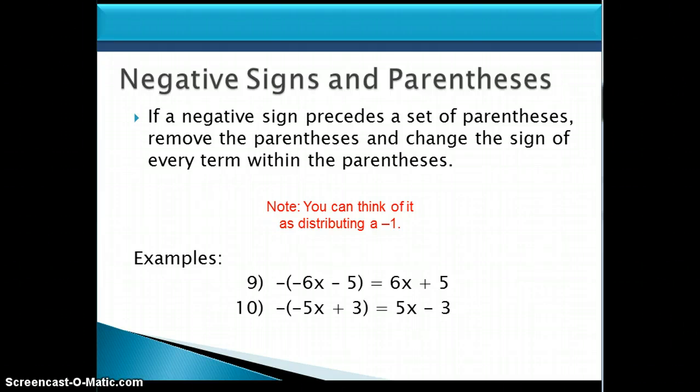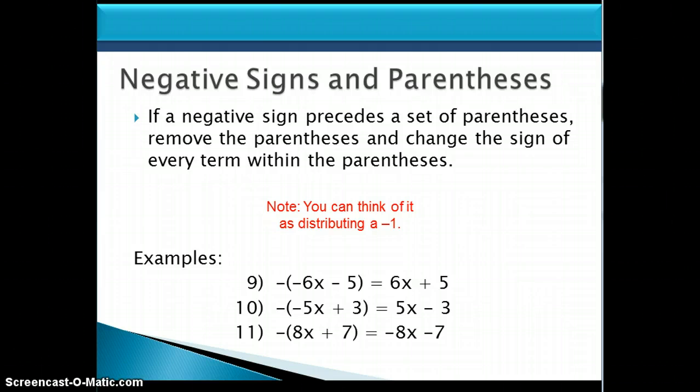Here we have another example, a negative sign in front of the parentheses, and remember this could be a subtraction sign. If we had something before that negative sign, then that would be considered a subtraction sign, but the rule is still the same. We distribute that negative sign, or think of it like distributing a negative 1, which will get rid of the parentheses and will change all the signs on all the terms within the parentheses. So the negative 5x becomes positive 5x, and the positive 3 becomes negative 3. So whichever way you want to think of it will work, because the signs will get changed and the parentheses will disappear.